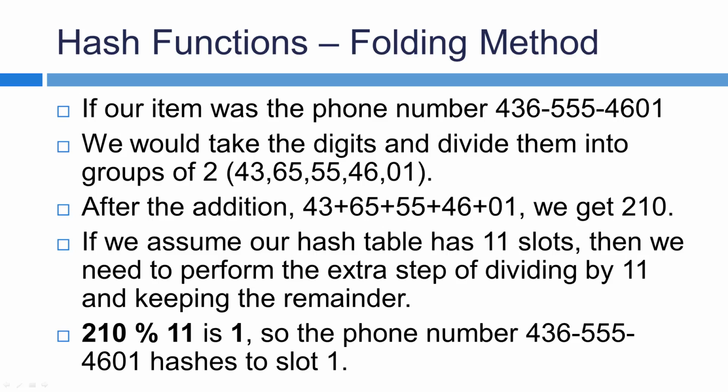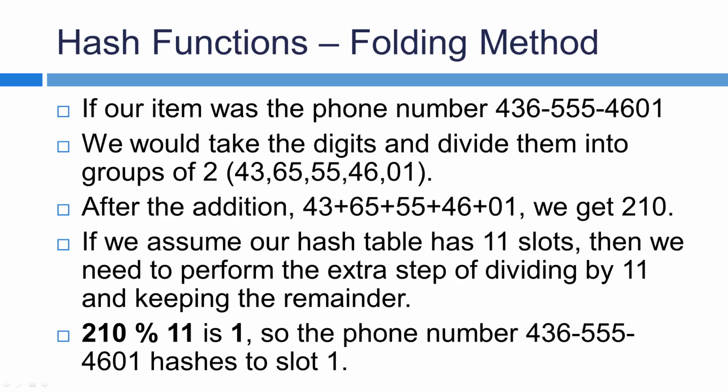Let's say our item is the phone number 436-555-4601. What we would do is take the digits and divide them into groups of 2. So 43, 65, 55, 46, and then 01. Then, after adding all these numbers together, we get 210.